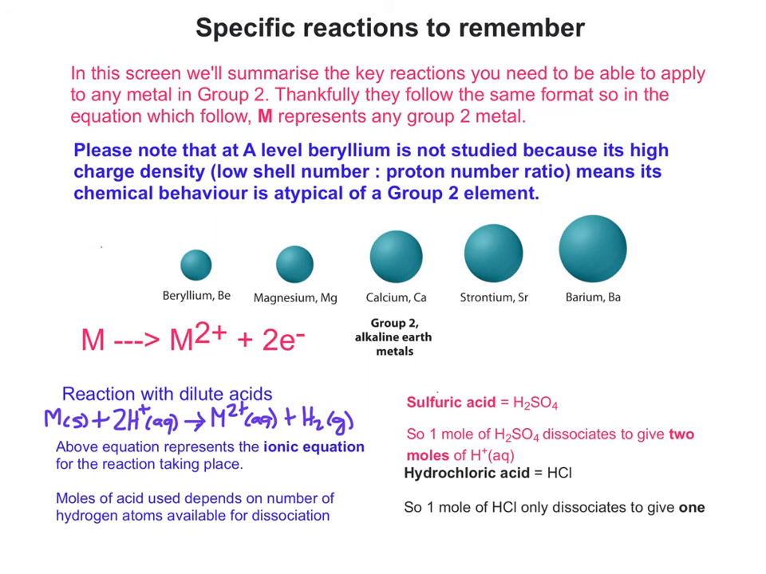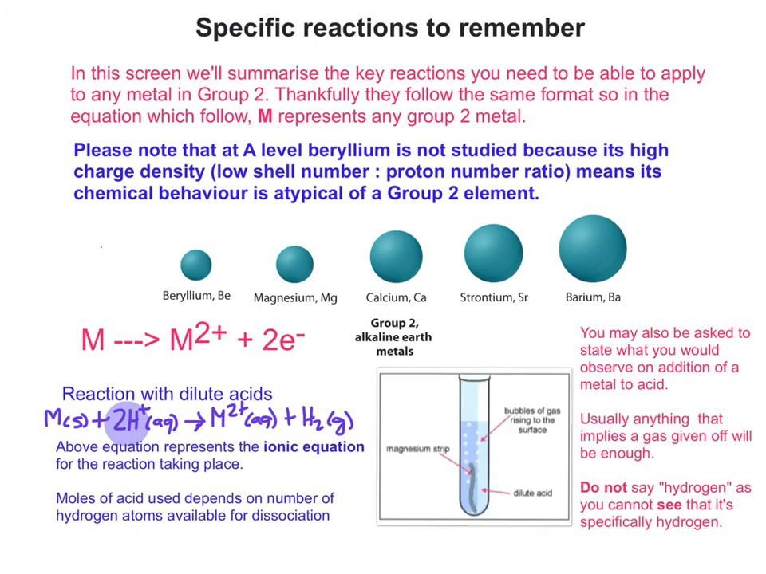So you need to be careful to make sure that you're actually reacting enough moles of acid to have 2 moles of H+ reacting. Therefore, when you construct an equation with a specific acid, look carefully to see how many moles of hydrogen are actually available to make sure that 2 moles of H+ are available to react with 1 mole of group 2 metal.